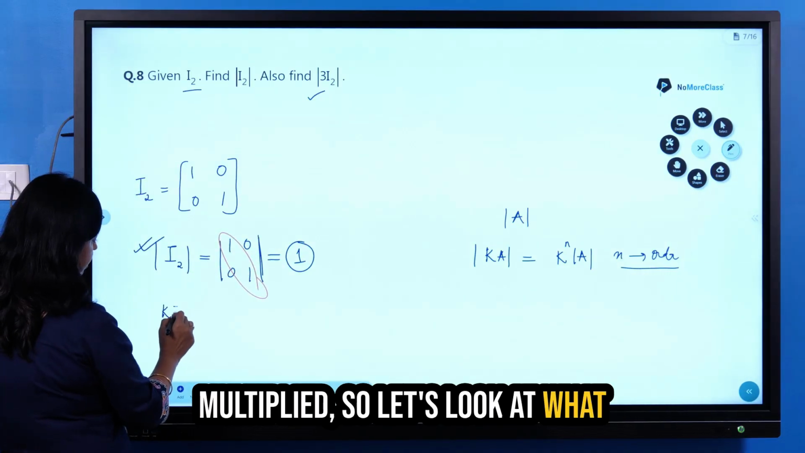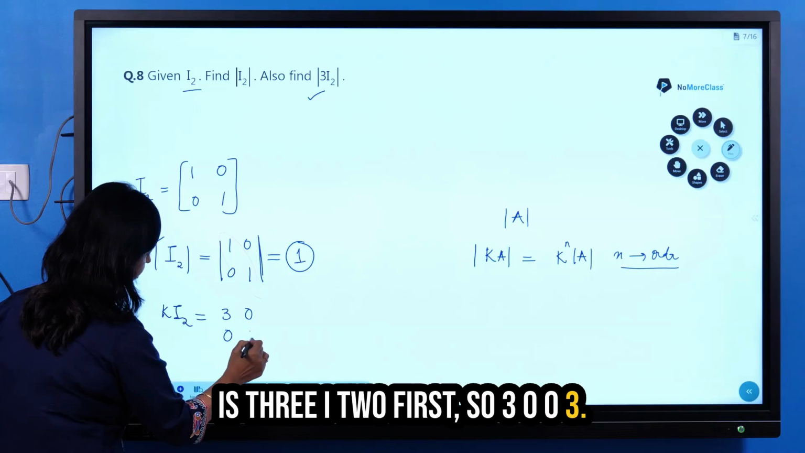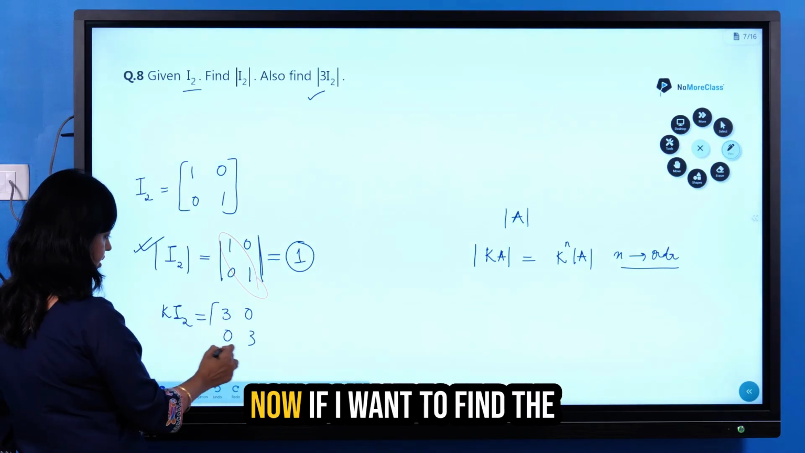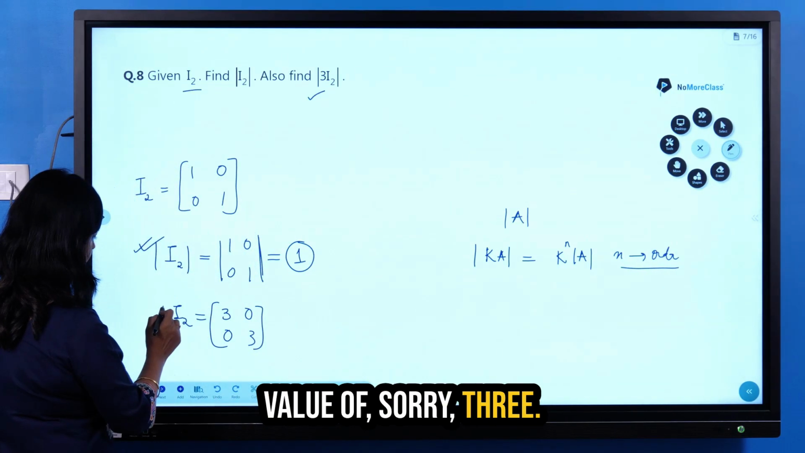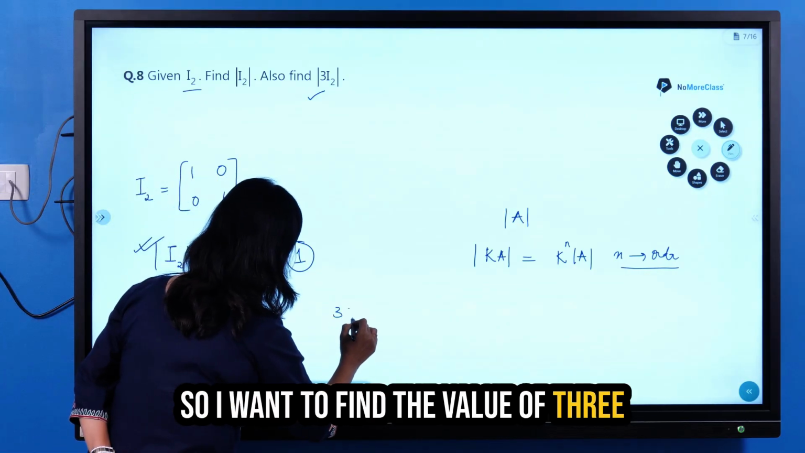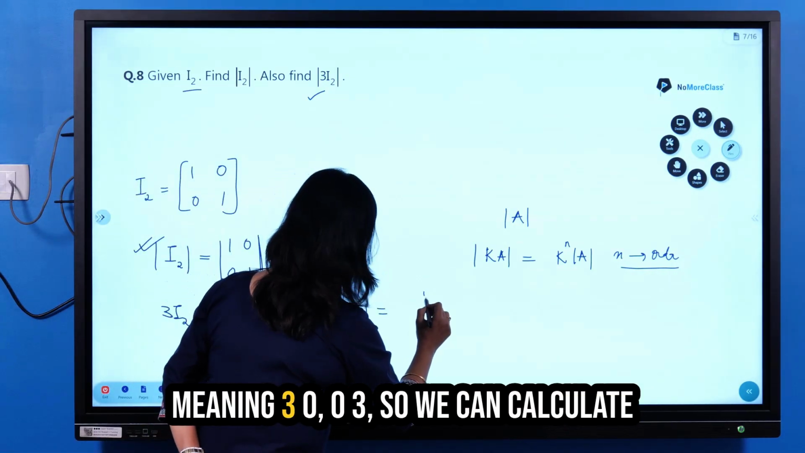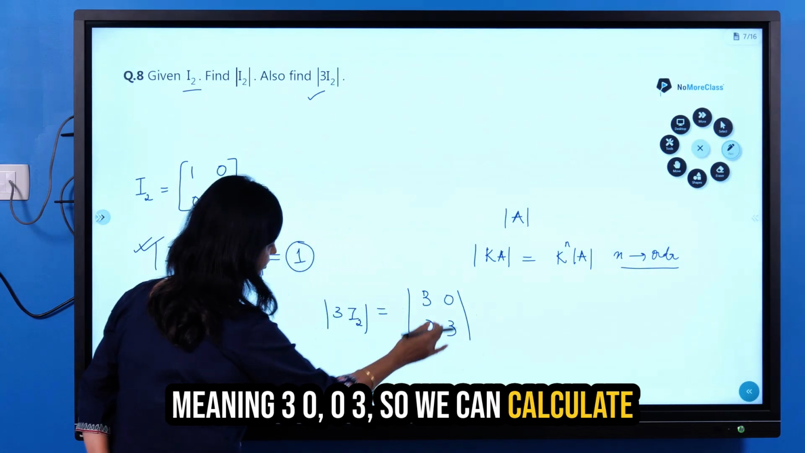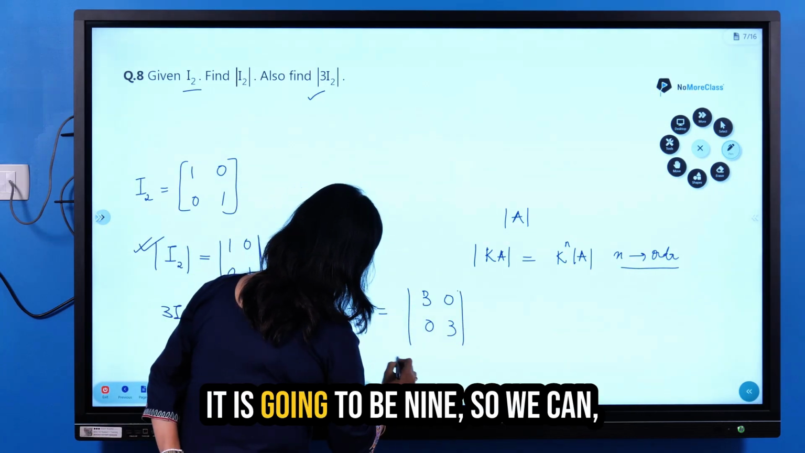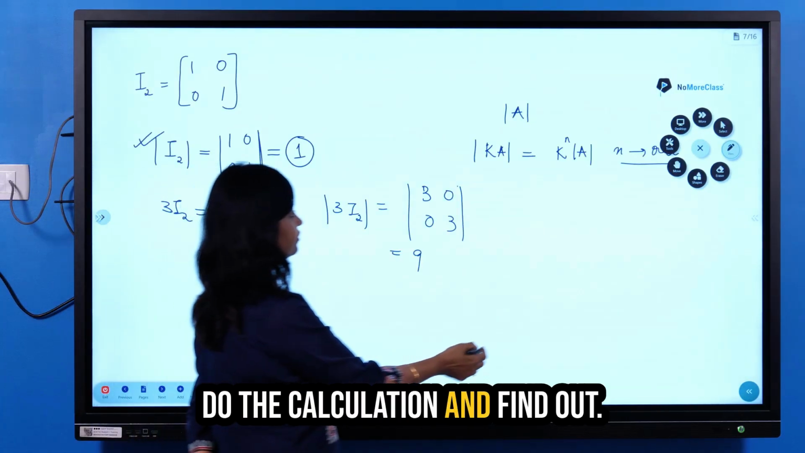So let's look at what is 3I2 first. So 3, 0, 0, 3. This is the 3I2 matrix. Now, I want to find the determinant value of 3I2, meaning 3 into 3, so we can calculate. It is going to be 9. So we can do the calculation and find out.